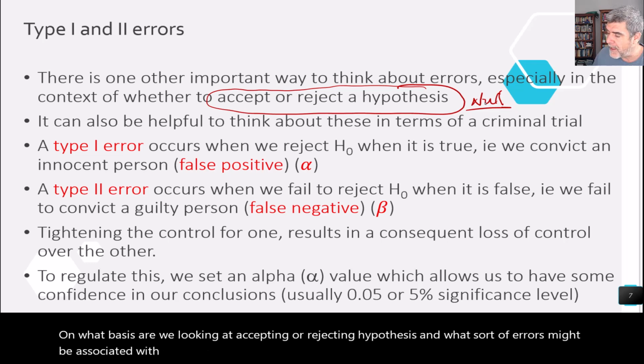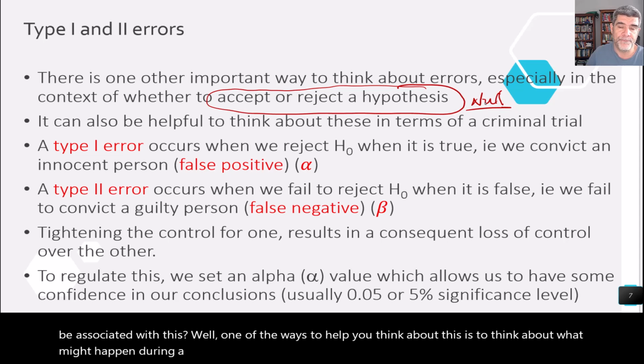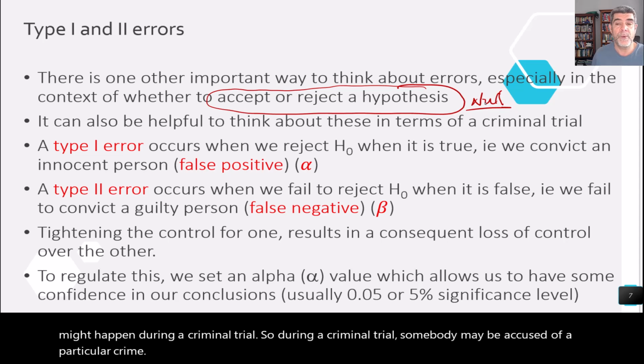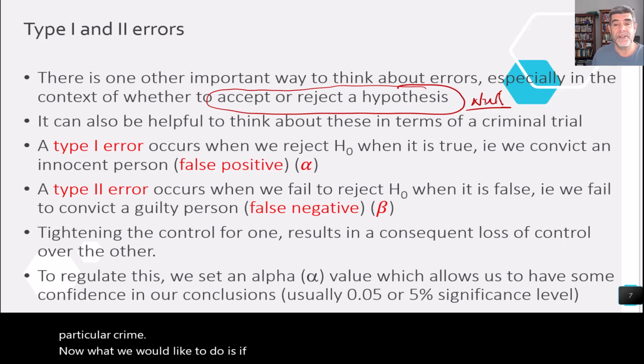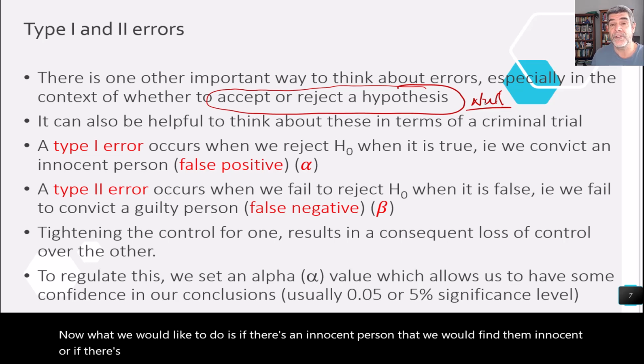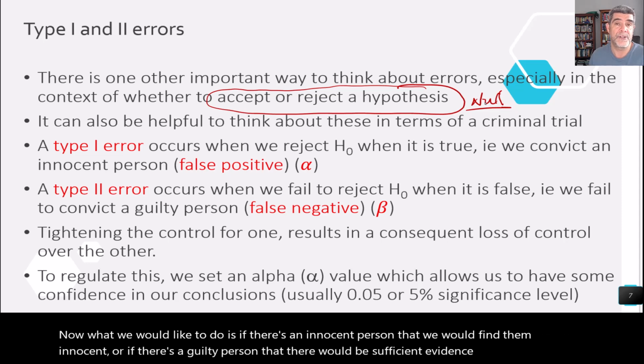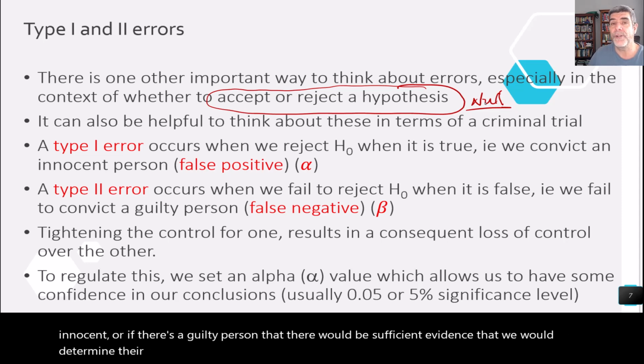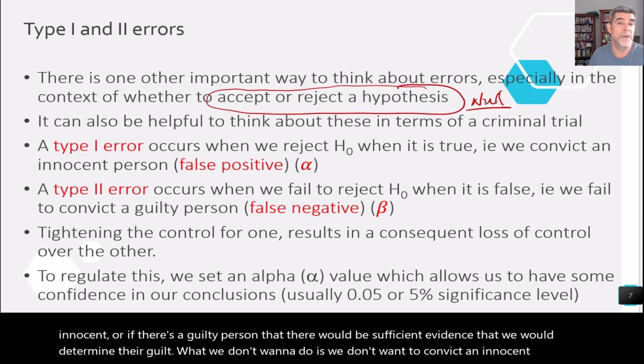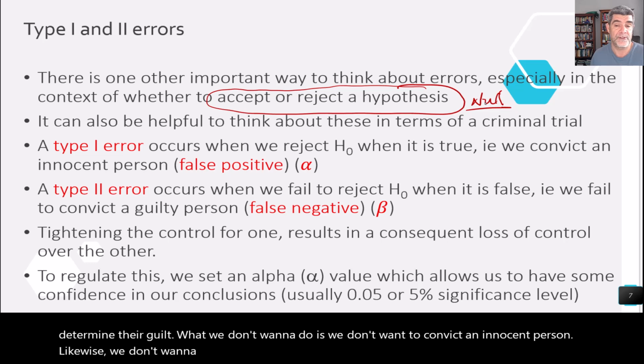Well, one of the ways to help you think about this is to think about what might happen during a criminal trial. So during a criminal trial, somebody may be accused of a particular crime. Now, what we would like to do is, if there's an innocent person, that we would find them innocent, or if there's a guilty person, that there would be sufficient evidence that we would determine their guilt. What we don't want to do is convict an innocent person. Likewise, we don't want to send a guilty person out with lack of evidence.